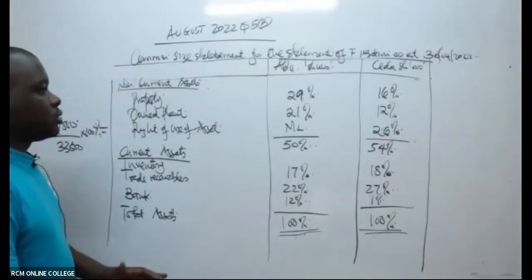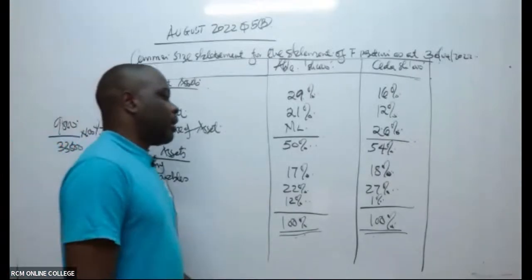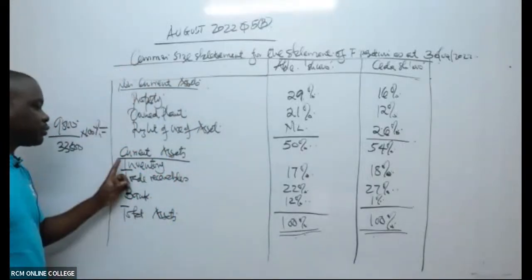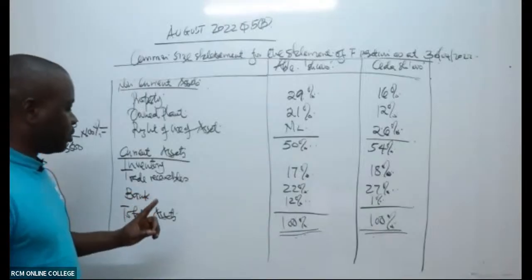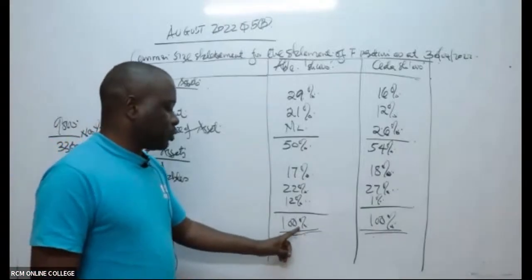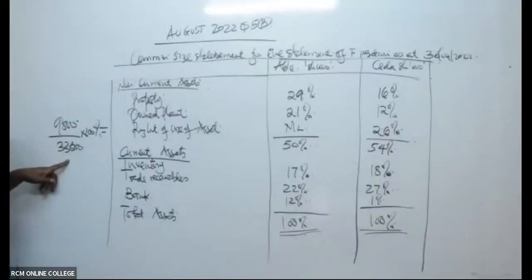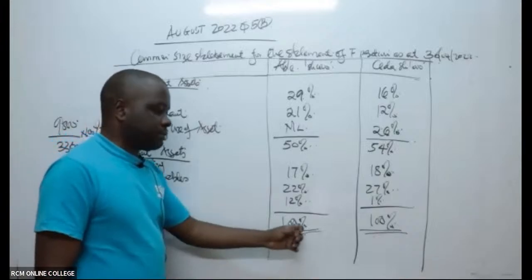So that is how you'll be able to convert the side of the non-current assets and the current assets. Remember, you're using the total assets as the base. You divide all the other items, then you convert them into 100%, using the total assets as the base.